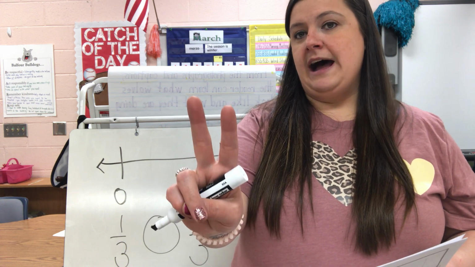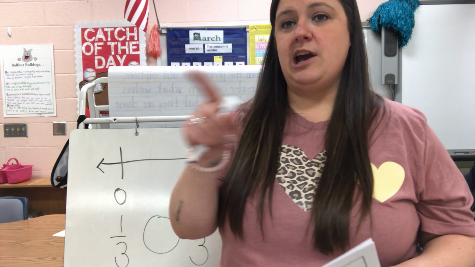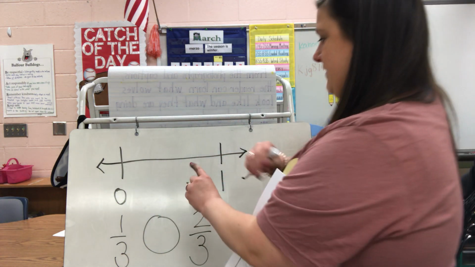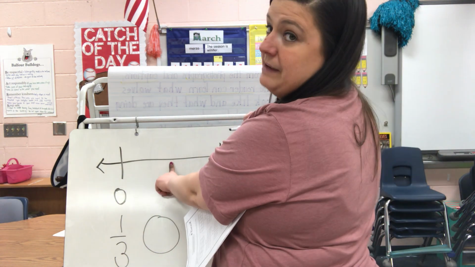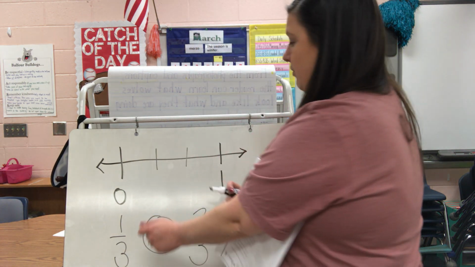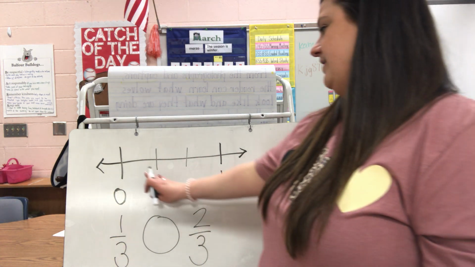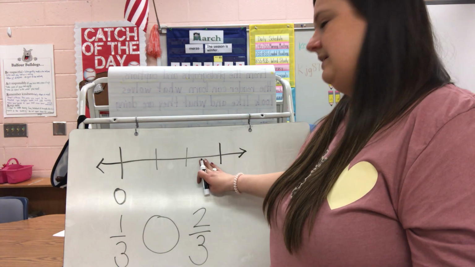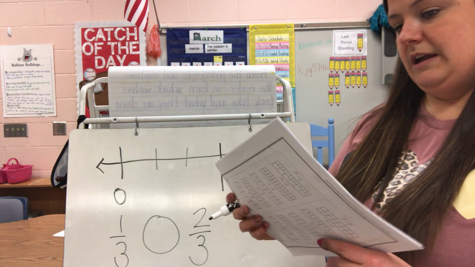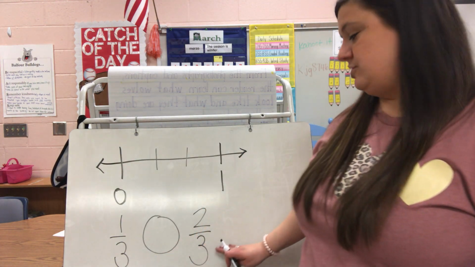2 is even or odd? It's even. So we can't start in the middle, we need to go around the middle. So I'll put my finger where the middle would be to help guide me, and then draw a line around the middle. Now I can count to make sure I have thirds. 1, 2, 3.